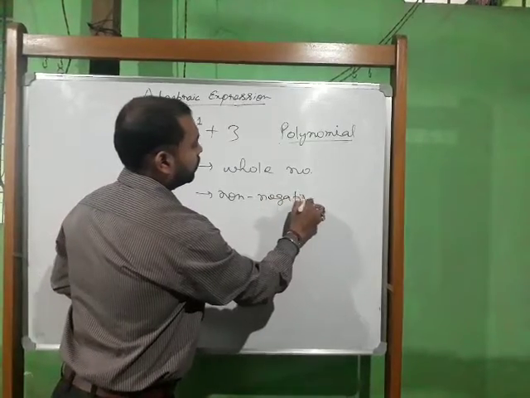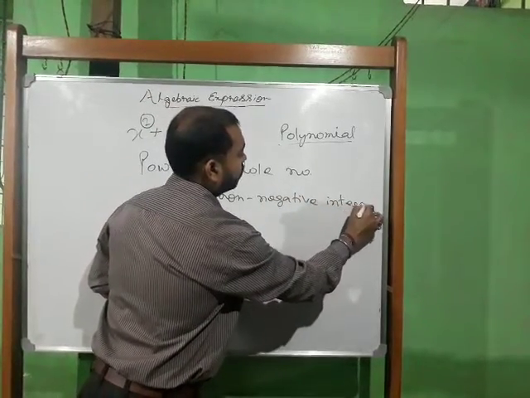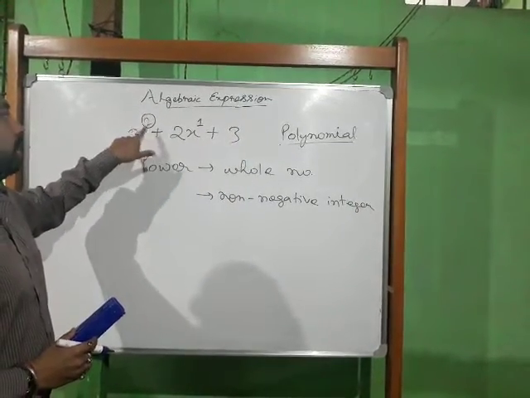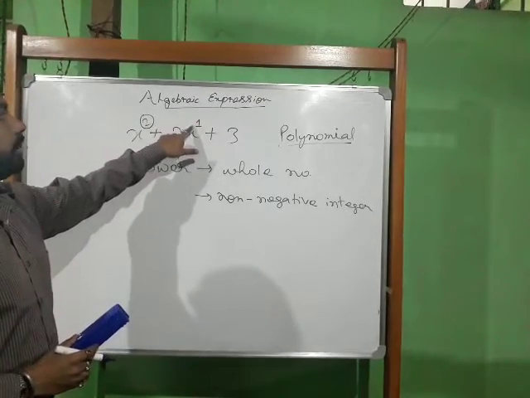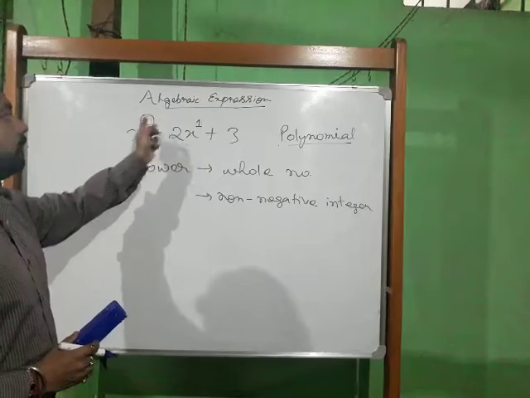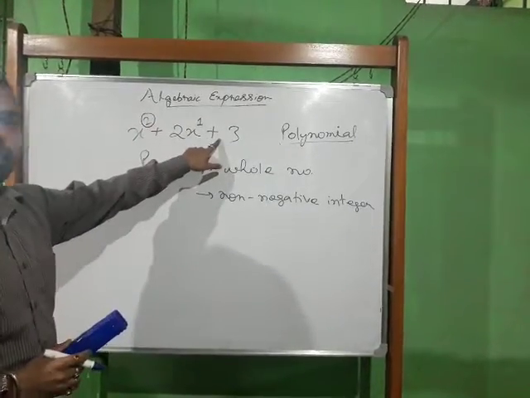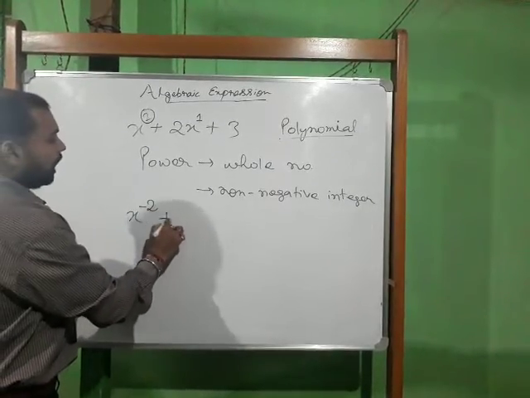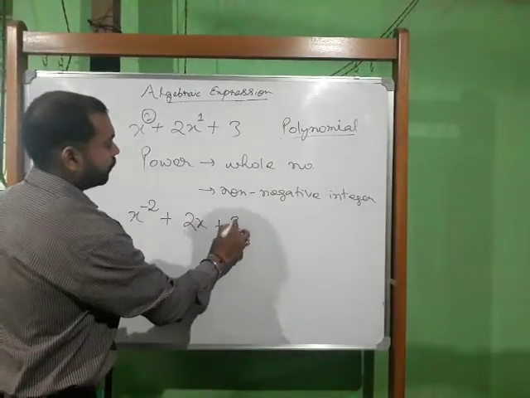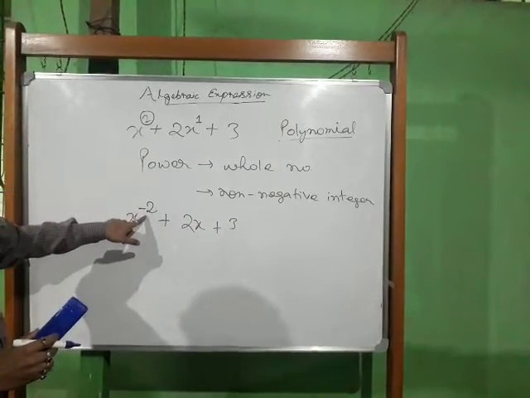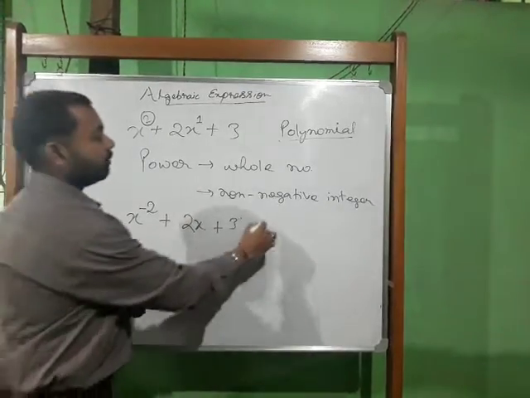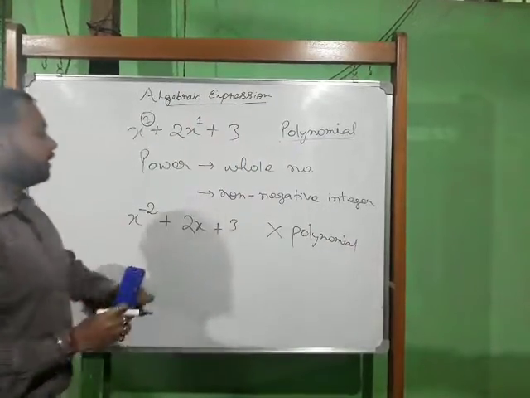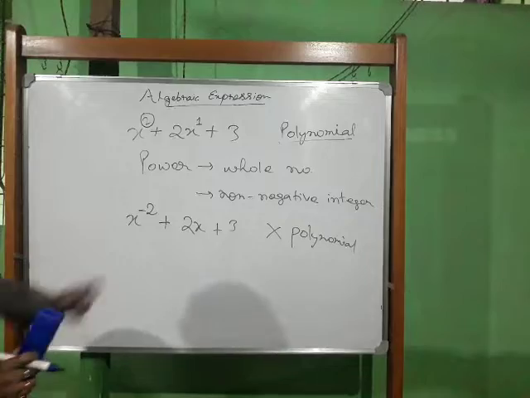Non-negative integer. That means this power cannot be negative. See here the power is not negative, here is 2 and it is 1. So we can also say that if the power is whole number, then it is called polynomial. For example, if I write like this, x to the power minus 2 plus 2x plus 3. In case of 2, if I write minus 2, then this is not polynomial, but this expression is called algebraic expression. So this is the difference.